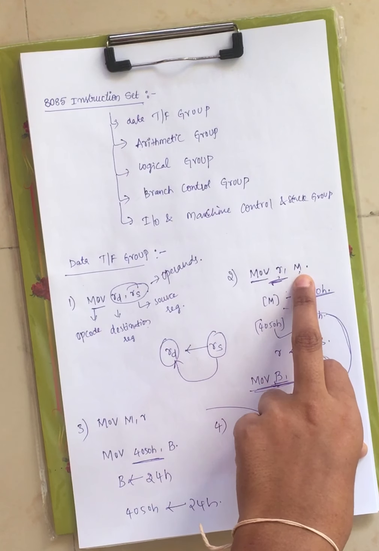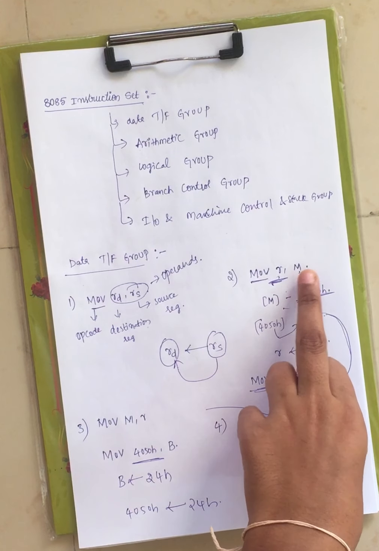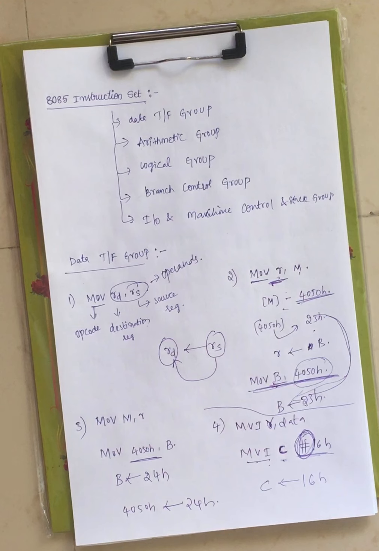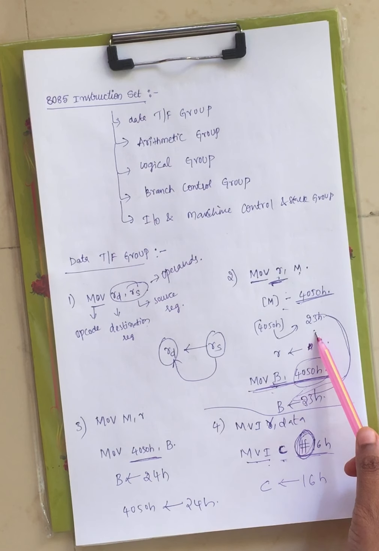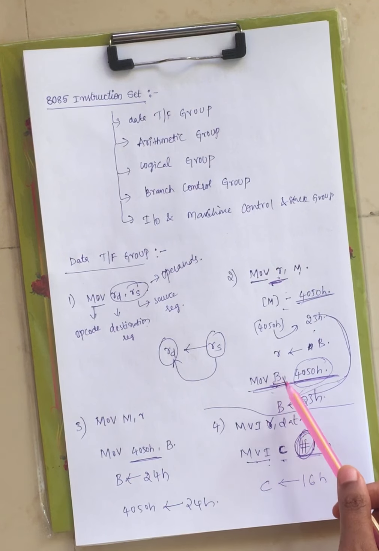Now the memory location will store some data, right? That data is moved to the register that is specified within the instruction. I have given an example: MOV B, 4050H. Here 4050H is a memory location, and this memory location is storing data 23H. That data is moved to the register that is specified within the instruction.